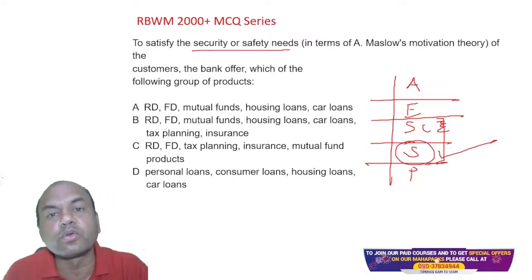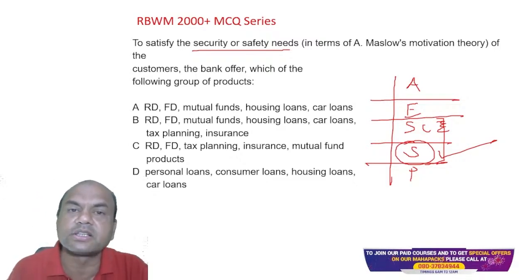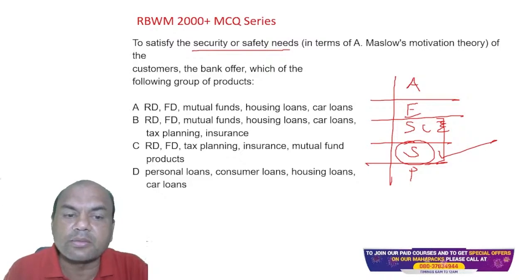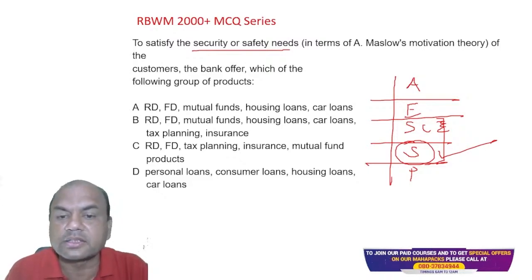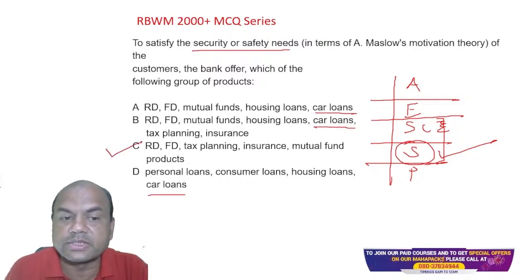This person won't go for a car basically, because this person is just above the physiological level. So all the remaining three, A, B and D, have car loans. So car loan can't be the option, so that is out. So the answer will be C.